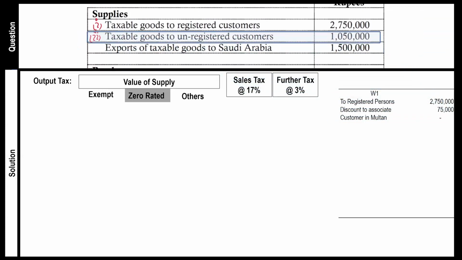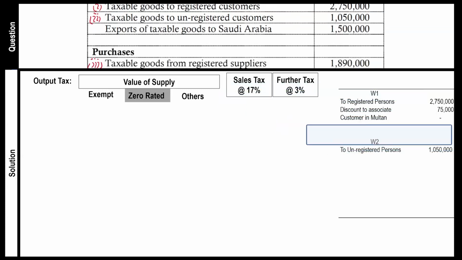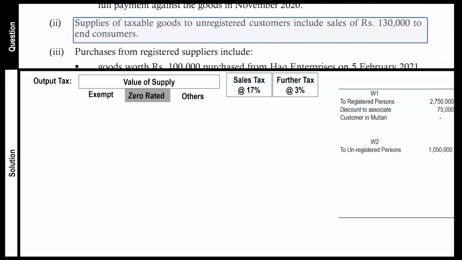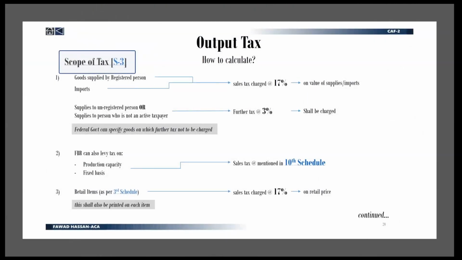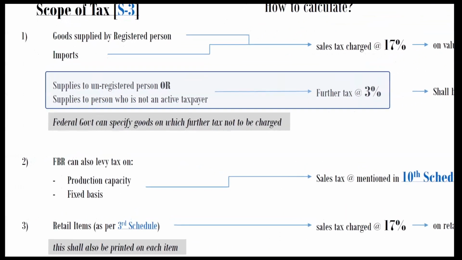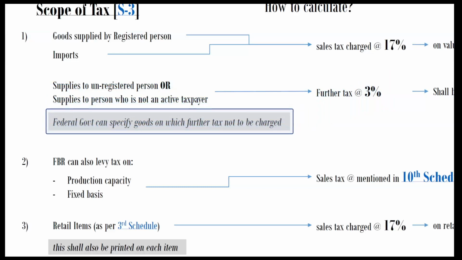Let's move to next item in table. Taxable supplies to unregistered persons, Rs 1.05 million. Mention it in a separate working. Now read relevant additional information. Some sales have been made to end consumer. Recall notes slide for section 3. A further tax of 3% is charged on sales to unregistered customers. But, federal government has power to specify goods on which further tax will not be charged.